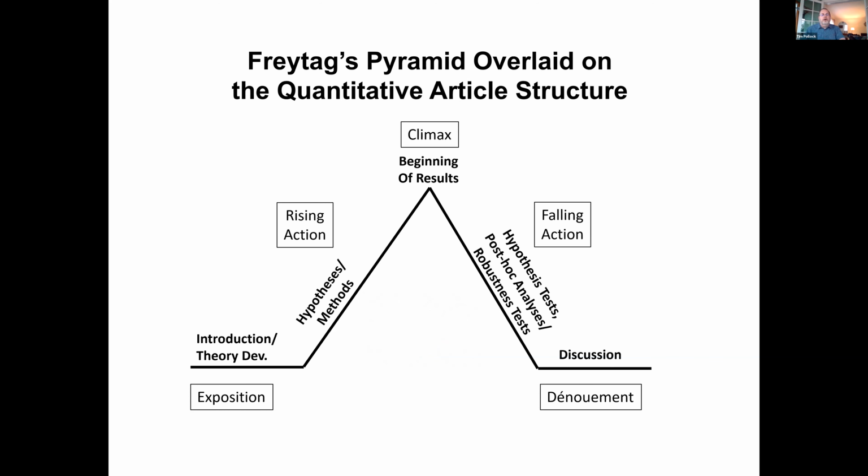So for a quantitative article, overlaying this on the traditional article structure, I'd suggest that the exposition involves the introduction and the theory development section of a paper. So this is where we're laying the background, what prior research has found. We're introducing our key constructs, who are characters that we're going to be following throughout the story, what we know, but also where some problems lie with the current environment, the way things currently are.